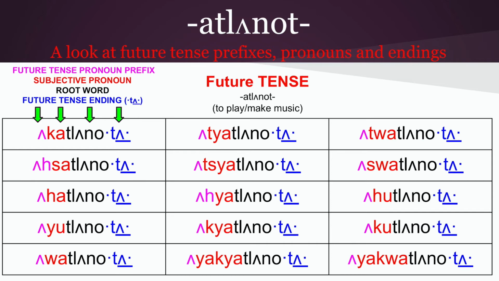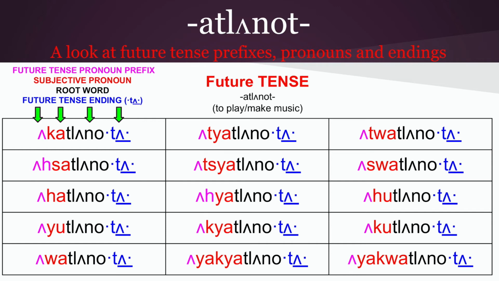In this chart, you'll see that the future tense prefix is highlighted in pink. Subjective pronouns are highlighted in red. The root word is in black. And the ending pattern is da. So we mentioned that past, future, and should, could, or would tenses are three related tenses. They're always grouped together. Even though they are separate and have different meanings and patterns, they have the same ending. So we see da again, okay?